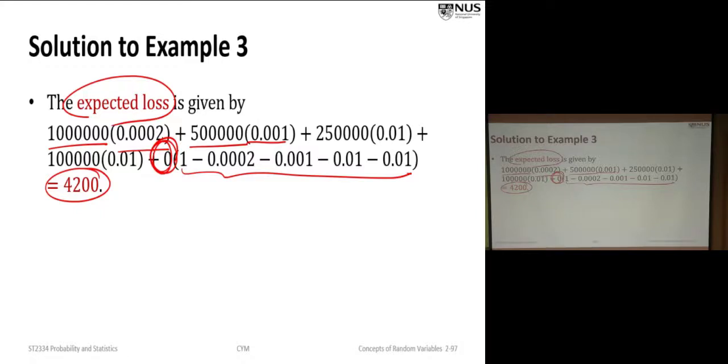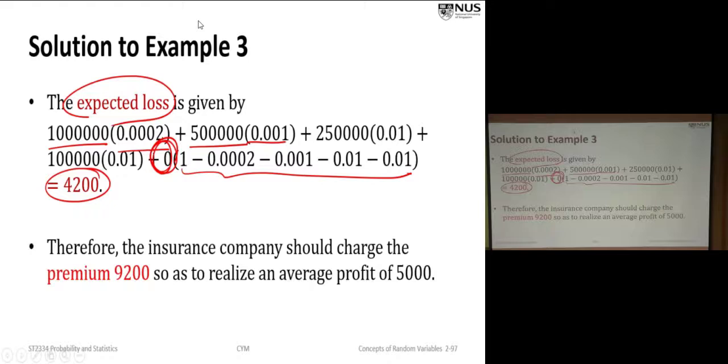Presume that you have many, many policies. If I charge the clients 4,200, I break even. I won't gain anything. On average, I don't gain anything. So I have to add 5,000 to this amount so that I can make a profit of $5,000. So I charge 9,200.